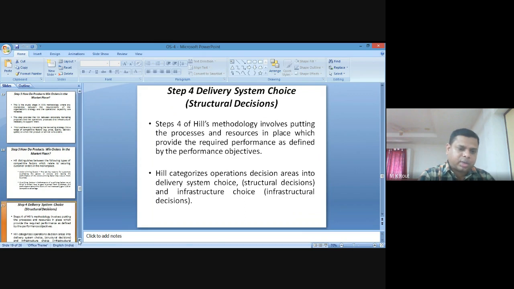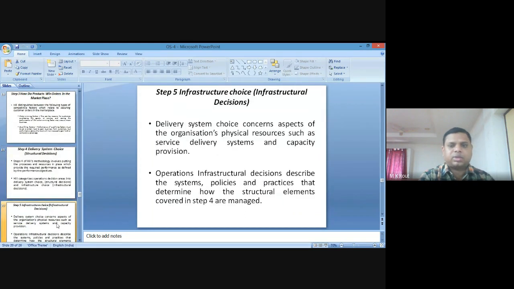Moving to the last one, step number 5, infrastructure choice or infrastructural decision. Delivery system choice concerns aspects of your organization's physical resources. That means this will arrange your machines, the layout, the assembly center, and different departments and sub-departments, such as the service delivery system and capacity provisions. Operational infrastructure decisions describe the system, its policies, and how to practice the particular system according to the authority from the top level.